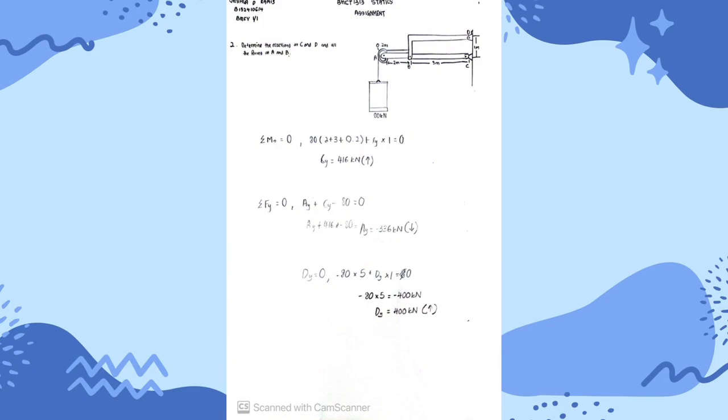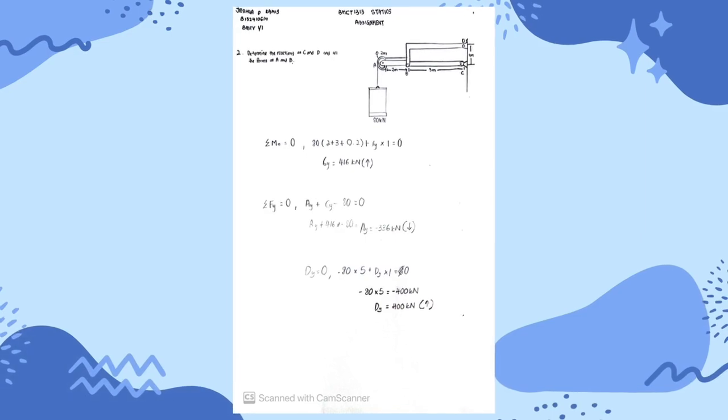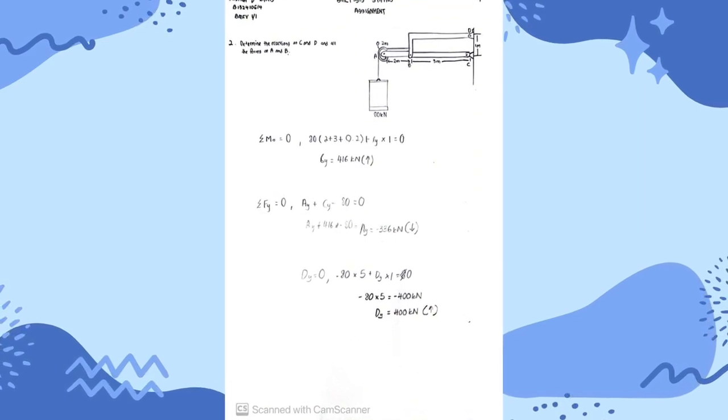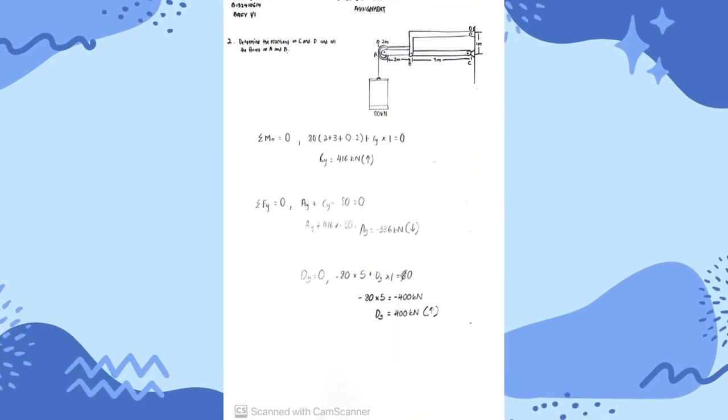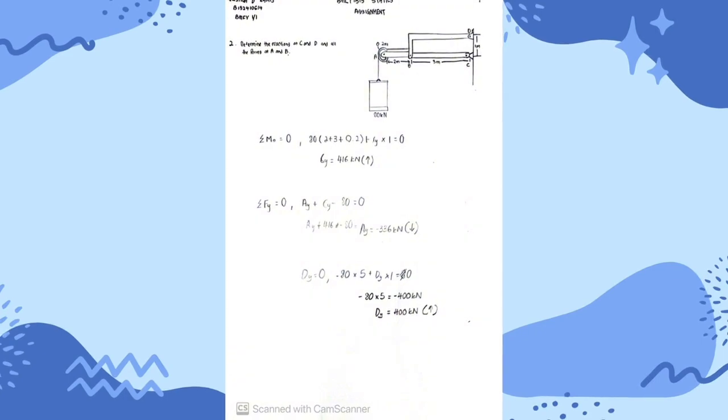To find out Dy, the second equation is the sum of moments equals 0, that is negative 80 times 5 plus Dy times 1. Negative 80 times 5 equals negative 400 kilonewtons. So Dy equals 400 kilonewtons.